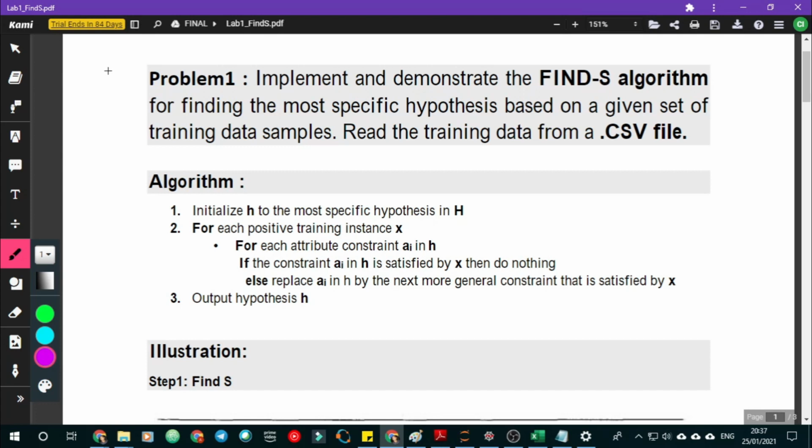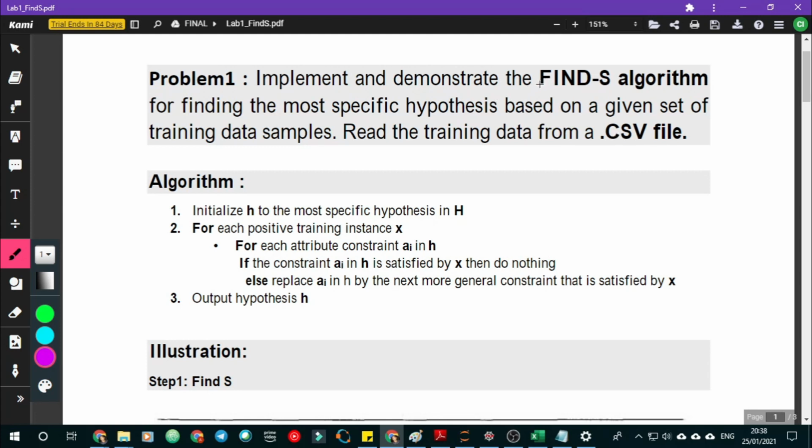Today we are going through lab program number 1 of Machine Learning Laboratory 17CSL76. The first lab program is the Find-S algorithm. Let's read the first lab program. Implement and demonstrate the Find-S algorithm for finding the most specific hypothesis based on a given set of training data samples. Read the training data from a CSV file.